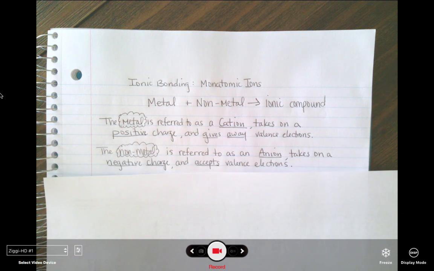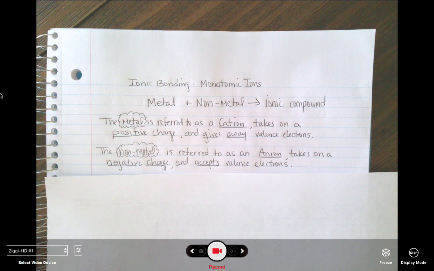So the metal is referred to as the cation, C-A-T-I-O-N, and this takes on a positive charge. So the metal always is a cation that takes on a positive charge. Think cats have paws, takes on positive charge, and they give away valence electrons. So when you take on a positive charge, it's because you're giving away negatives, which makes you more positive. And I'll show you an example of this.